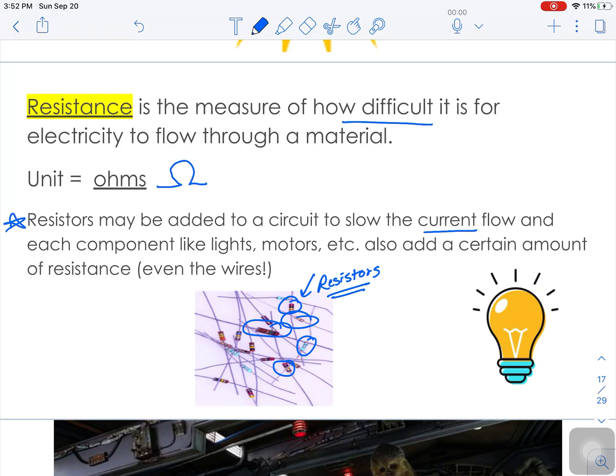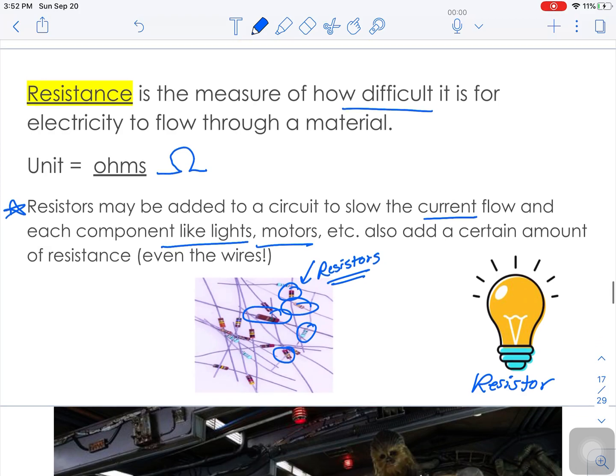And also things like a light bulb are also a resistor. So the more bulbs I have on a circuit, the more I'm going to slow down the electrical flow. Motors are a resistor. The wires themselves are even a resistor too.